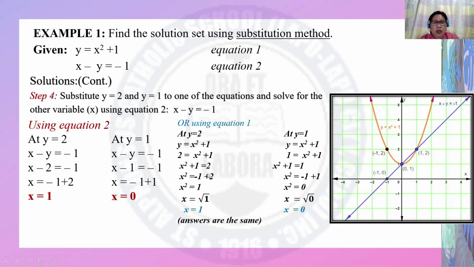Then transpose 1, it will become negative 1. And then negative 1 plus 2 equals 1. The square root of 1 is 1. So it's the same. It's here.